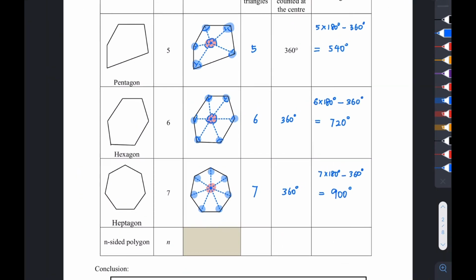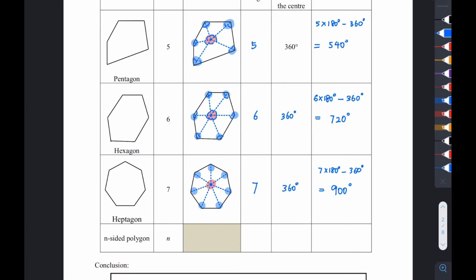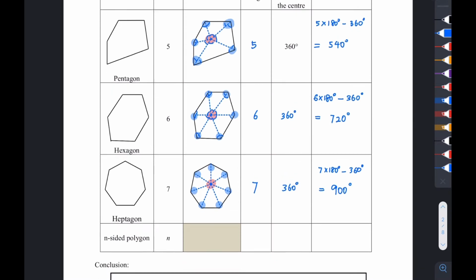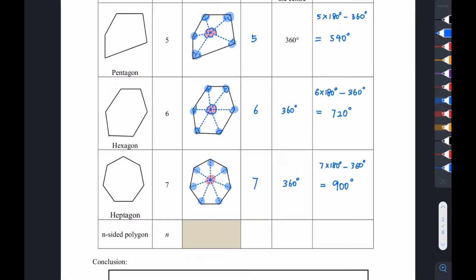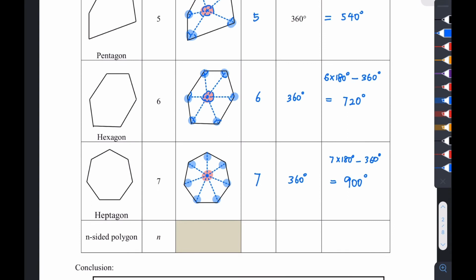Okay, all right, so I think you can see the difference between these two. For an n-sided polygon, we can form n triangles, and we have to subtract off the 360 degrees in the center.